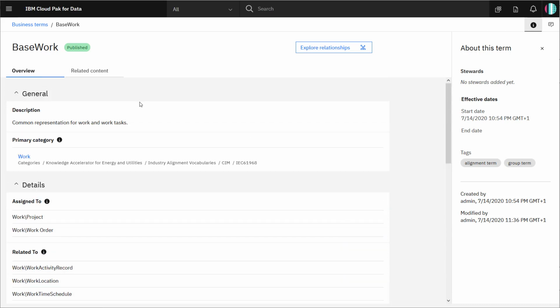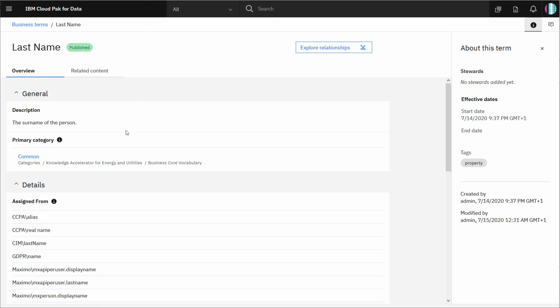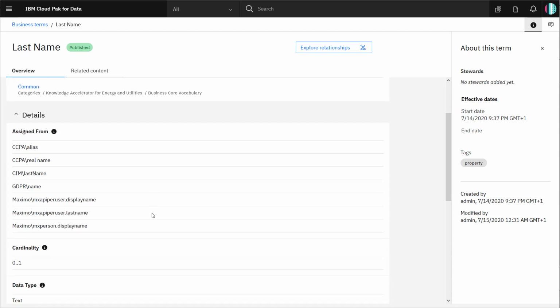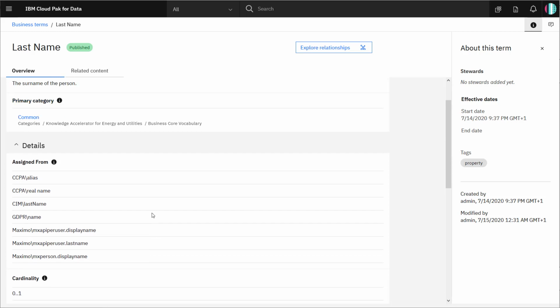This demonstrates that the original structure of the SIM standard has been maintained, including lineage across to the core business terms. Finally, if we look at the core business term last name, we can see that it has been assigned from multiple alignment vocabularies: SIM, GDPR, and Maximo. This shows how core business terms are designed to help translate external requirements into a common glossary, which can then be used to support multiple requirements.